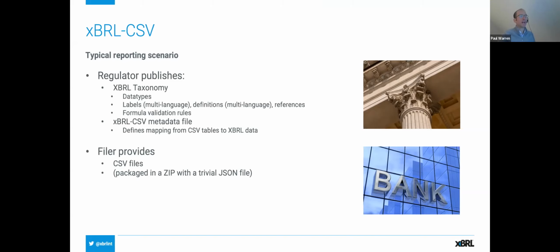And having published that, an XBRL filer in this reporting scenario needs to provide CSV files. An XBRL CSV report can consist of more than one CSV file, and where there are multiple files, those get packaged up into a zip file, along with a truly trivial and in fact static JSON file which just references the metadata that's used to convert it. So what the filer is required to provide is very, very simple.